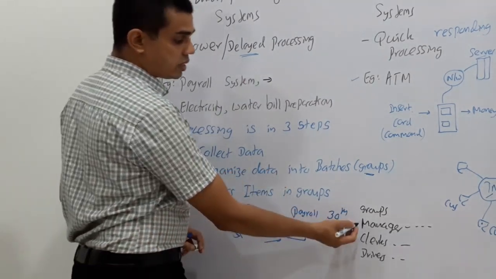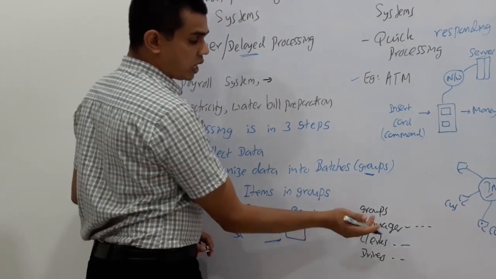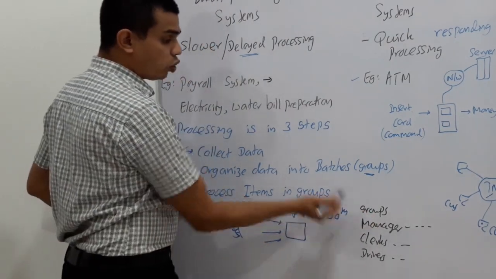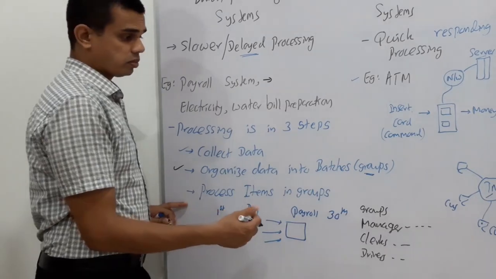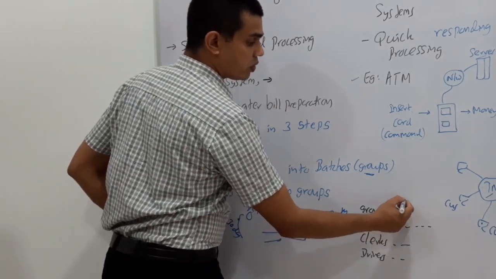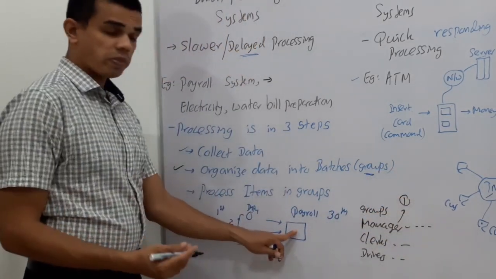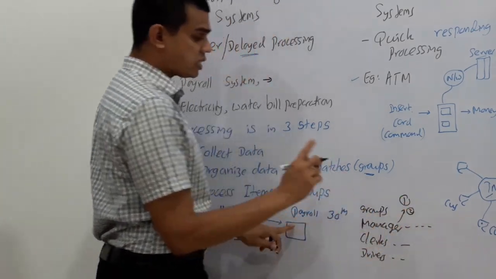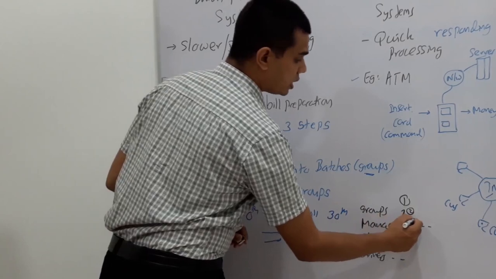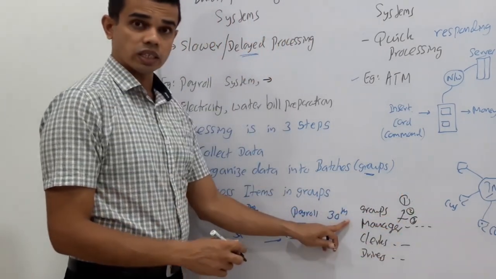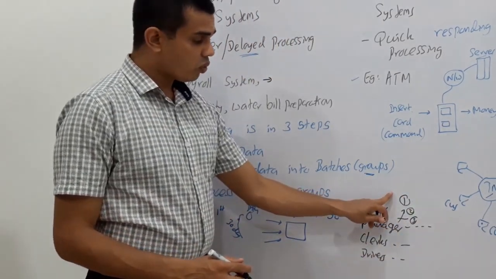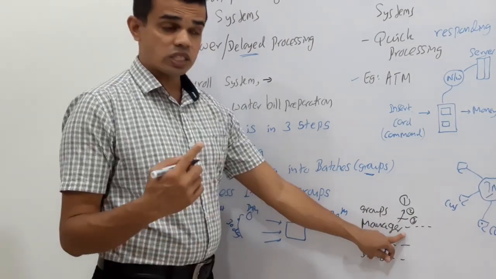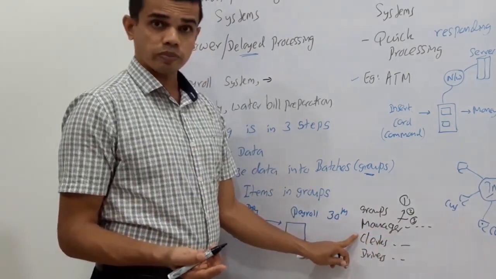Once they organize all the data into groups, now each and every group is processed one by one. They take the managers group, first manager, and the system is preparing salary for the first manager. Then go for the second manager, preparing salary for the second manager. Third manager, preparing salary for the third manager. Once the processing of all the managers' salary is finished, then we go to the next group.